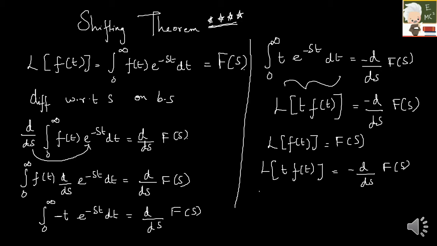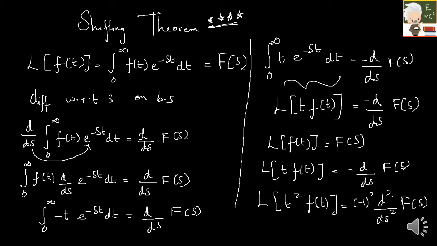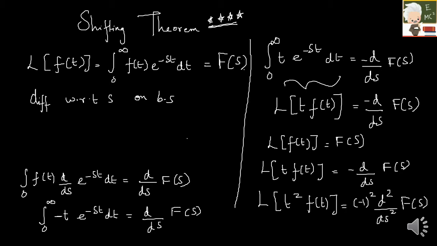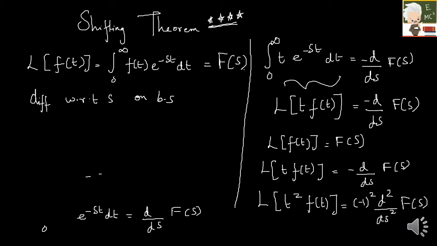Now for the Laplace transform of t square f of t, this is nothing but minus 1 the whole square into d square by ds square of F of s. In general I can write this as follows. I'll erase over here. I'm making your problem easier by showing it this way. We will solve quite a number of problems, and this will be really helpful.